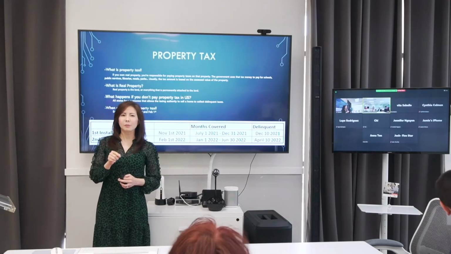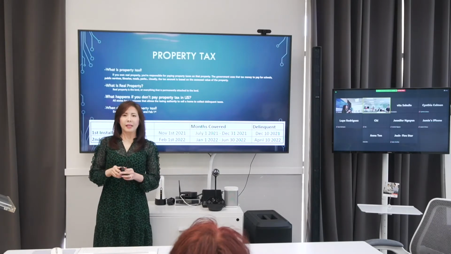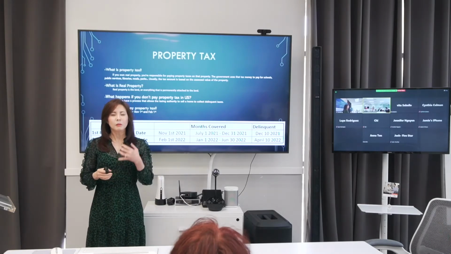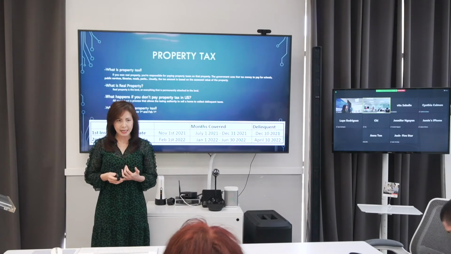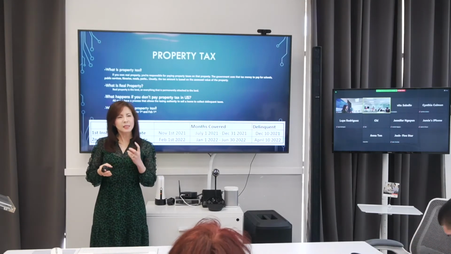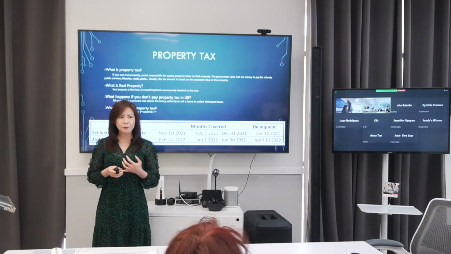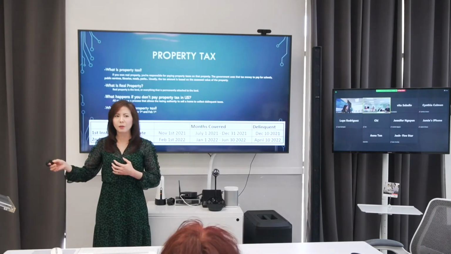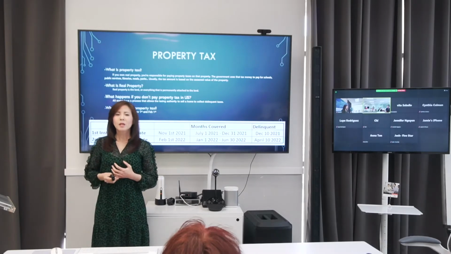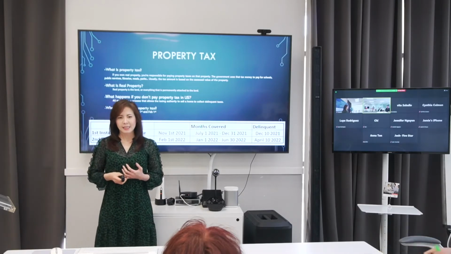Before I talk about the settlement statement, I want to talk about property tax. Okay, in the settlement statement, the escrow officer collects property tax. But property tax is one thing that sometimes gets complicated to explain. Sometimes it's really confusing. So I would like to talk about this before I show you how the settlement statement looks. Okay. So the first question is, what is property tax?